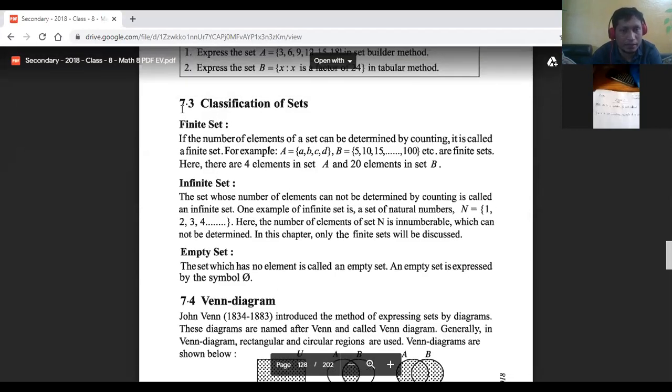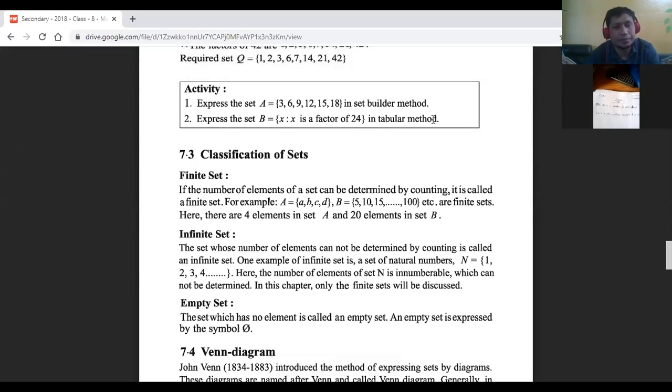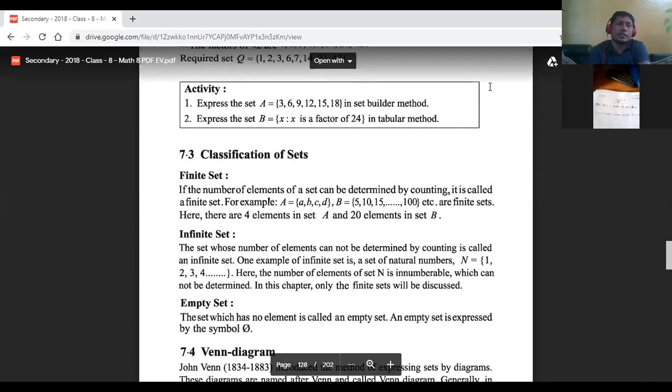Just we will discuss 7.3: finite set, infinite set, and empty set. Then we will finish our class. Classification of sets. You have to note that there are different types of sets, with lots of definitions. A finite set is one kind of set where the number of elements is fixed. Suppose A is the set of vowels of the English alphabet: A, E, I, O, U. So it is a finite set.